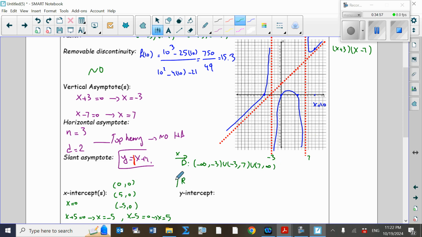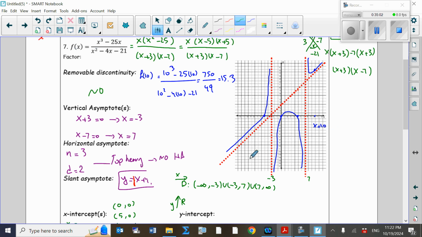Then for the range, you're going from bottom to top looking for the y values. And here there's no horizontal asymptote. As you see, for all the y values, the function is defined everywhere. The slant asymptote doesn't make any problem for the range. It doesn't make any discontinuity in your range. So the range is going to be everything from negative infinity to infinity. There's no horizontal asymptote, so it's just negative infinity to infinity.